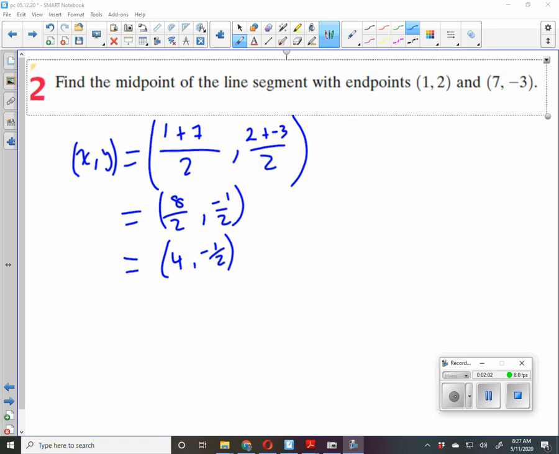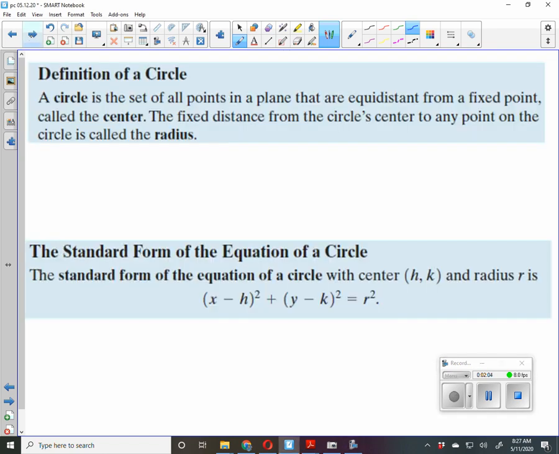Jumping into circles specifically, we have to start with the definition. A circle is a set of all points on a plane that are equidistant from a fixed point called the center. The fixed distance from the circle's center to any point on the circle is called the radius, which we all know, right? If that's the center, it doesn't matter where you're going, the radii will all be equal.